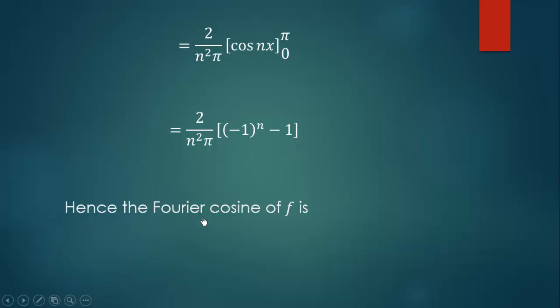Hence the Fourier Cosine series of f is given by f of s equal pi over 2 plus sigma from n equal 1 to infinity of 2 over n squared pi times negative 1 to the power n minus 1 cos nx. We'll look at more examples in subsequent videos.